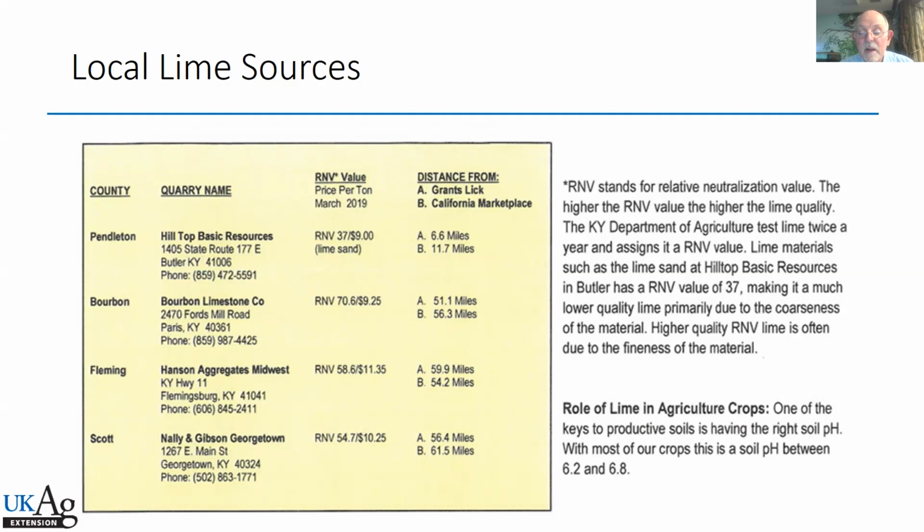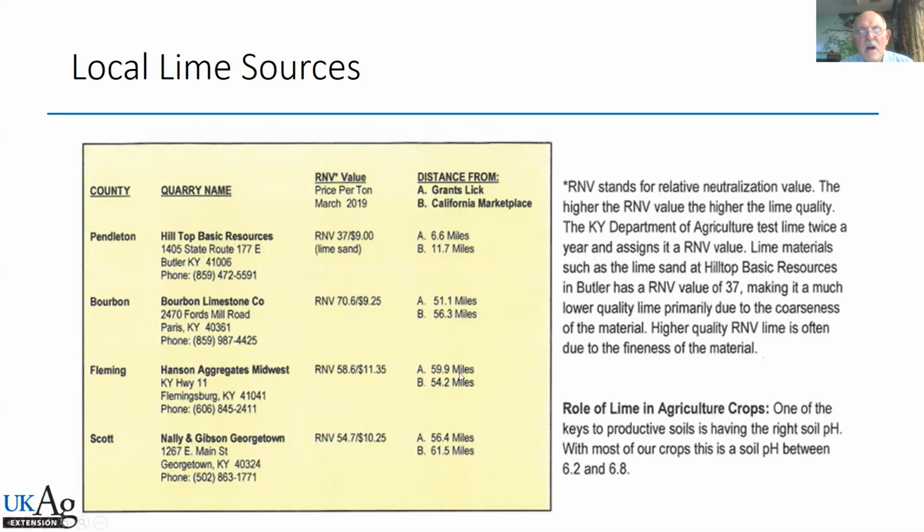So that's not a very high number compared to Bourbon County lime here, and their lime RNV is 70. 37 compared to 70. All right, so a much higher quality lime in Bourbon compared to Pendleton County and also Fleming County and Scott County, which for the most part are our closest lime sources, right?